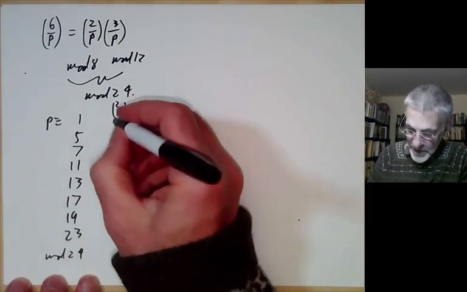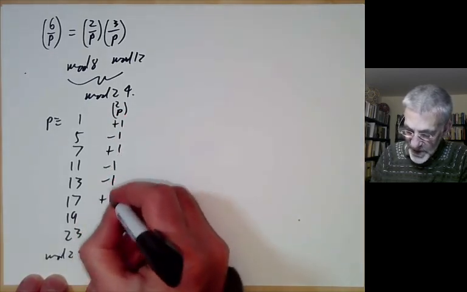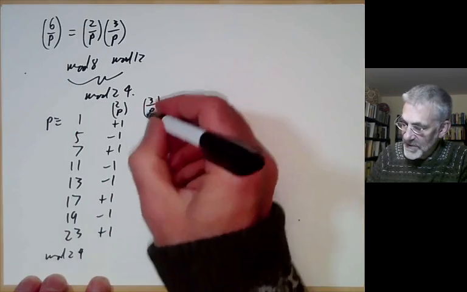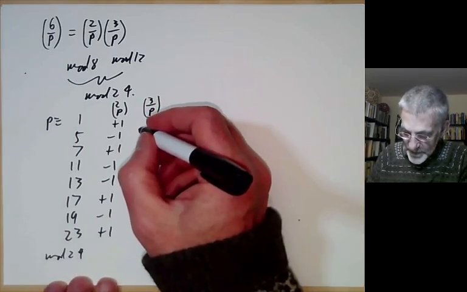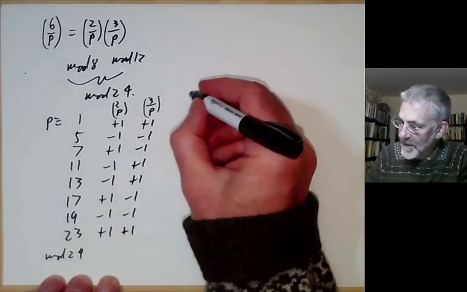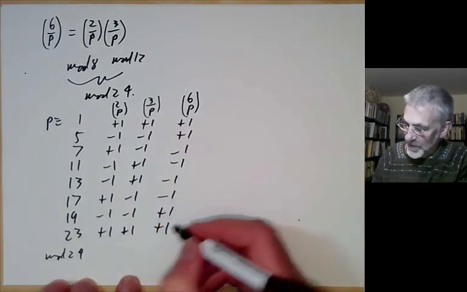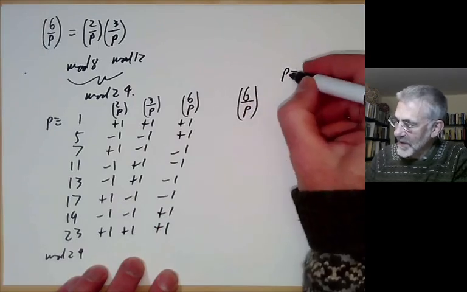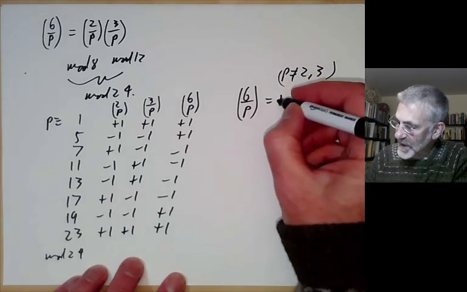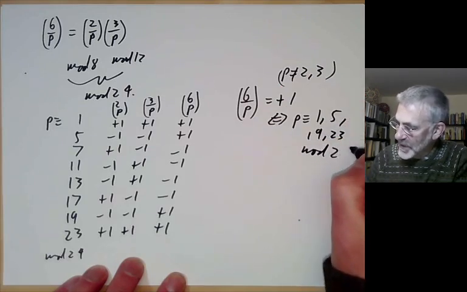Then we just work out what (2/p) is. Well, (2/p) goes plus 1, minus 1, plus 1, minus 1, minus 1, plus 1, minus 1, plus 1, because that's 1 for things that are 1 or 7 mod 8. And (3/p), we've worked out, goes 1, minus 1, minus 1, plus 1, plus 1, minus 1, minus 1, plus 1. So if you multiply these together, we find (6/p) is congruent to plus 1, plus 1, minus 1, minus 1, minus 1, minus 1, plus 1, plus 1. So 6 is a quadratic residue of the prime p, where p is not 2 or 3 (it's naught for p equals 3 and not defined for p equals 2). This is equal to plus 1 if and only if p is congruent to 1, 5, 19 or 23 modulo 24.